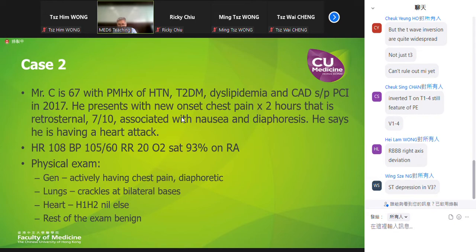So what are you thinking now? As you're getting more and more information, you start thinking, so do you think he's having a heart attack? He tells you he is. Maybe. Maybe not. Are you thinking of anything else?